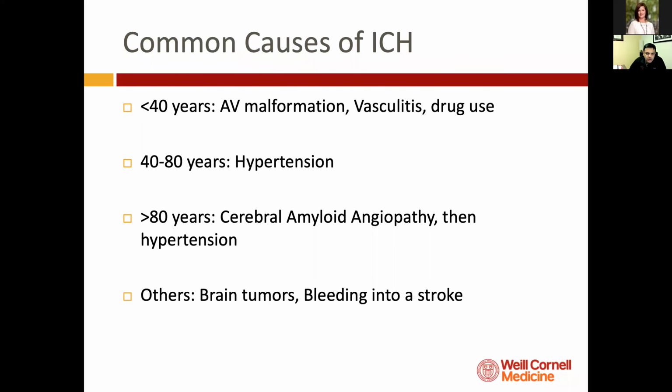So the most common causes of ICH, if you were to break them apart based on age distributions: in the younger patients, less than 40 years of age, it's most likely some sort of a vascular malformation, vasculitis, or drug use. If you're looking at 40 to 80, hypertension pretty much becomes the number one factor. Over the age of 80, you can again attribute cerebral amyloid angiopathy as the most common cause, but then hypertension comes a close second. Obviously, in any of these age groups, you can have other secondary causes, and you should always actively look for these causes.